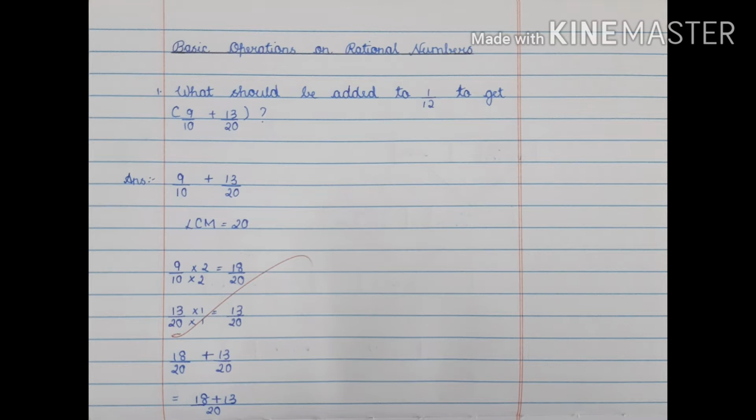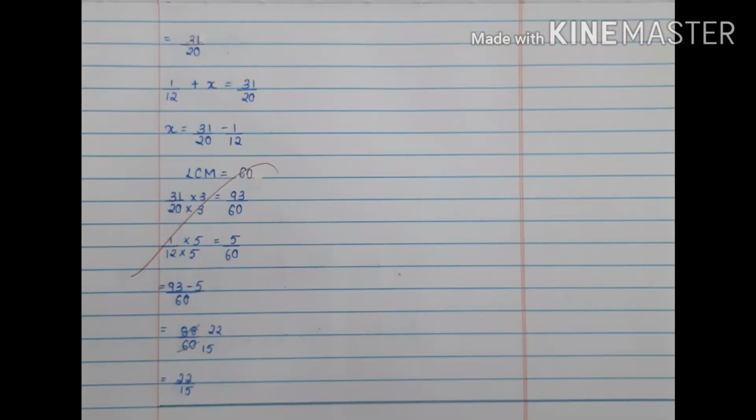So we must do the same thing with the next number, which is 13 by 20. As the number already has the denominator 20, we must simply multiply both the numerator and the denominator by 1, which again gives us 13 by 20. So as we got both the denominators equal, we add the numbers, which can be written as 18 plus 13 by 20. So when we add both numerators 18 and 13, we get 31. So the answer we get is 31 by 20.